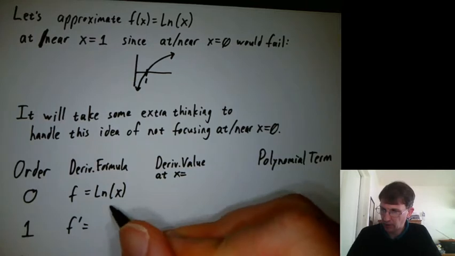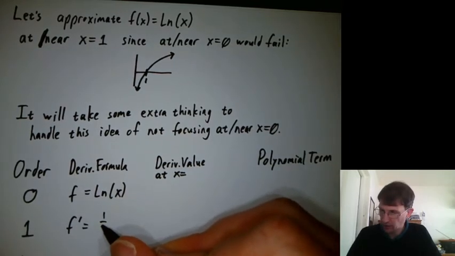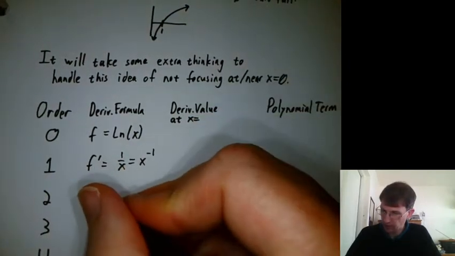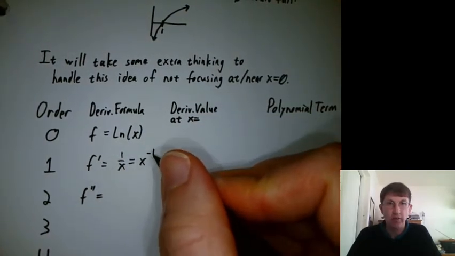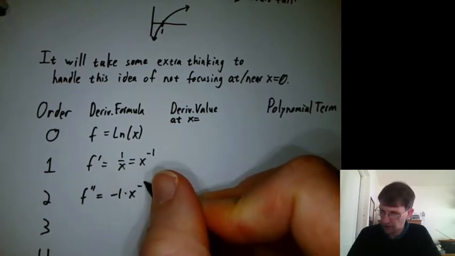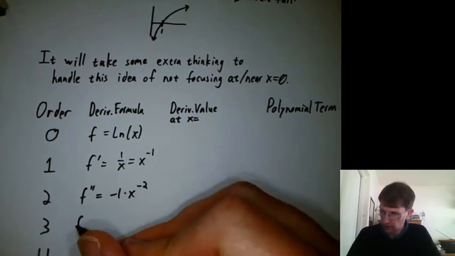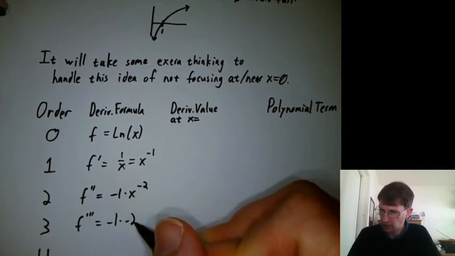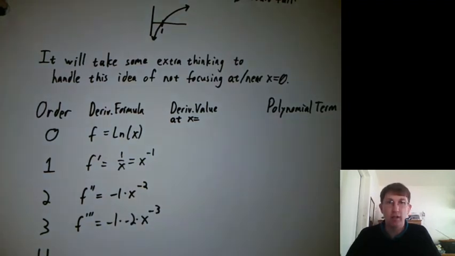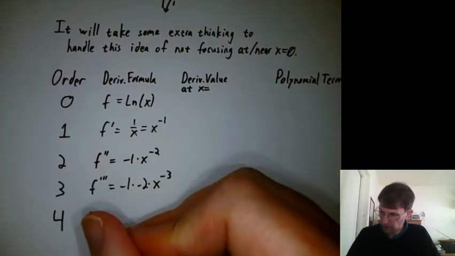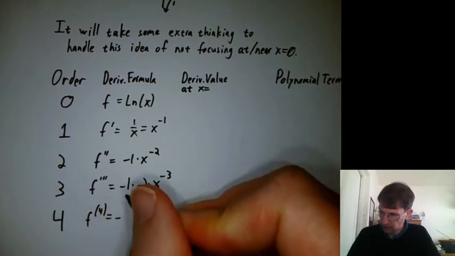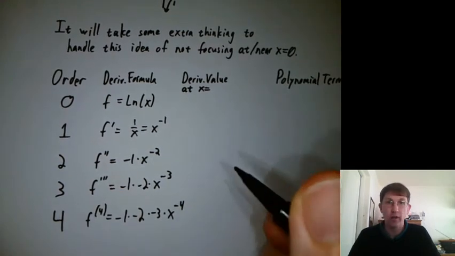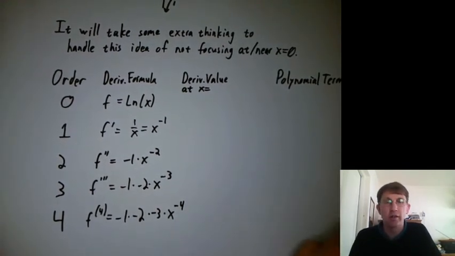F prime, what's the derivative of log x? It's 1 over x, which we could write as x to the negative 1. What's the second derivative? What's the derivative of x to the negative 1? It's negative 1 x to the negative 2. What's the third derivative? It would be that negative 1 times that negative 2 times x to the negative 3. And then the fourth derivative would be the negative 1 times the negative 2 times the negative 3 times x to the negative 4. I think we've got the pattern here. We don't need to go any farther.